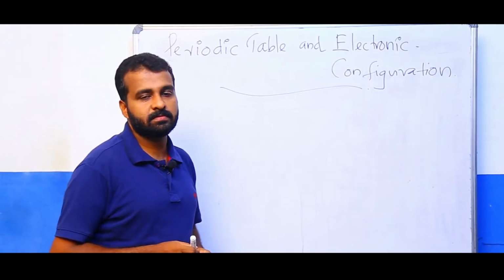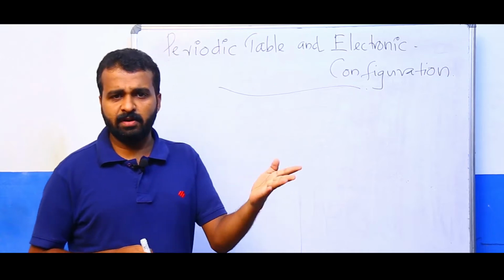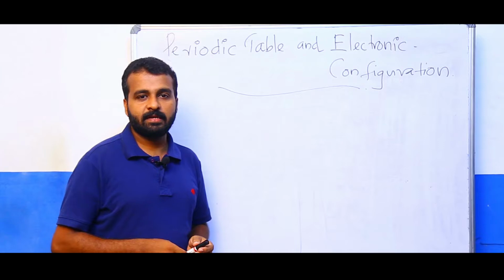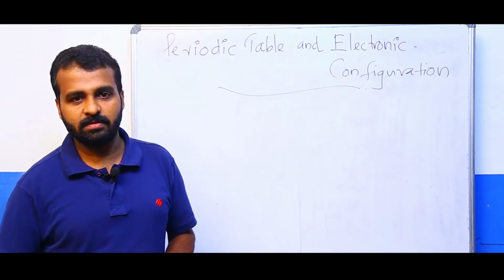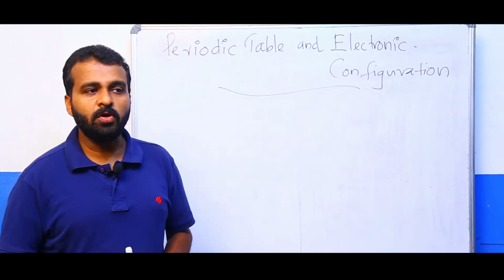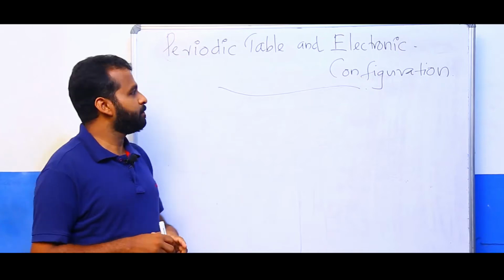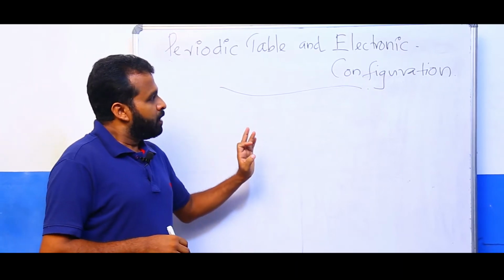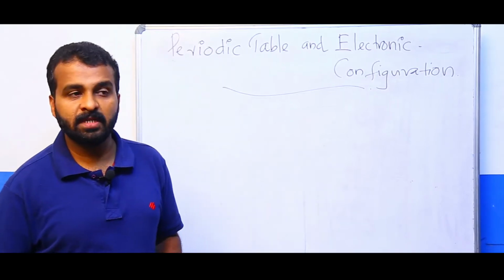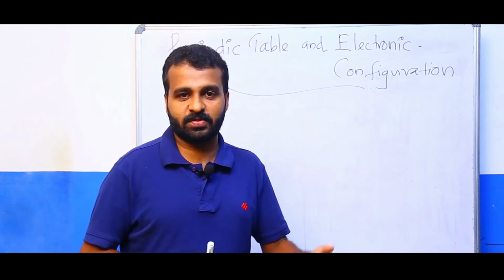We know that atoms. What are atoms? Anyone? Good. Atoms are extremely small particles of which all substances are made. So, atom is the smallest particle. We know that an atom consists of subatomic particles like electrons, protons and neutrons.